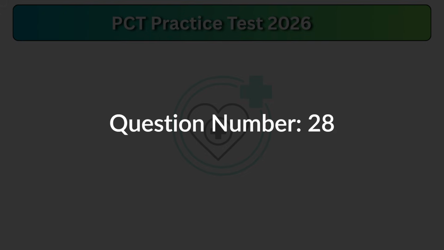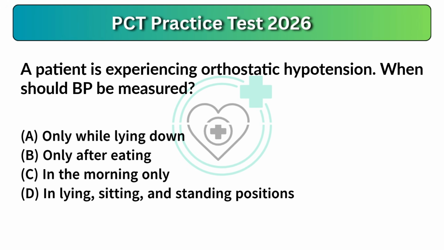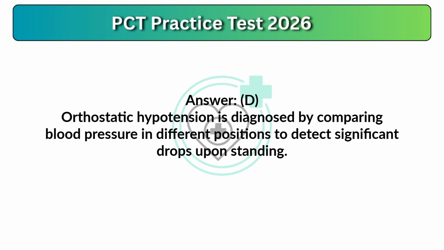Question number 28. A patient is experiencing orthostatic hypotension. When should BP be measured? A. Only while lying down. B. Only after eating. C. In the morning only. D. In lying, sitting, and standing positions. Answer D. Orthostatic hypotension is diagnosed by comparing blood pressure in different positions to detect significant drops upon standing.